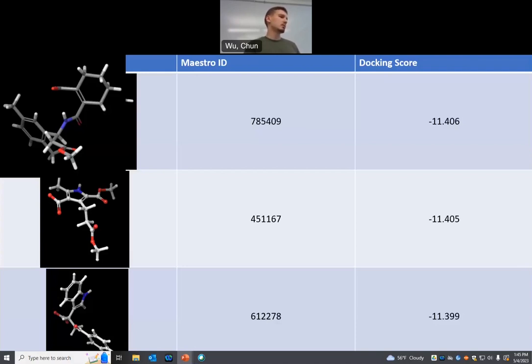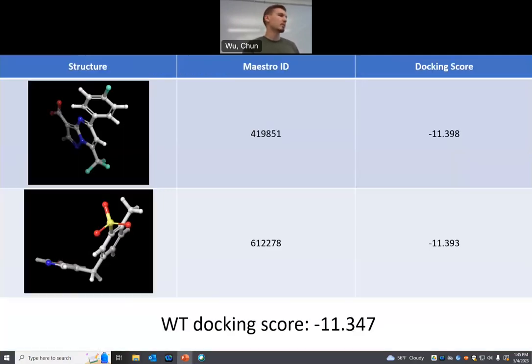So here's the top 5 we got, and they are in descending order of how good their docking score is. Basically, negative the better, more negative the better. And I apologize for the error here. This should be lorlatinib, not wild type, but the important thing to note is that all of these have a better docking score than lorlatinib there.